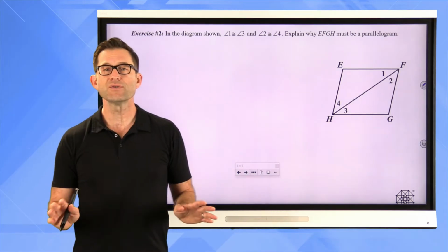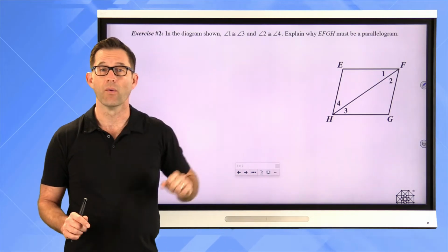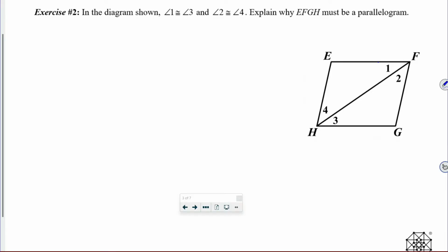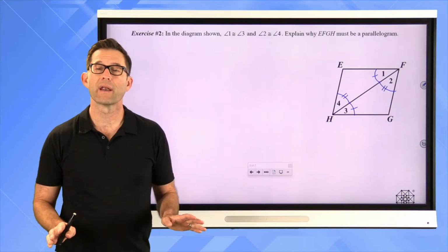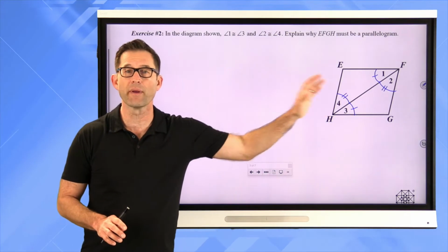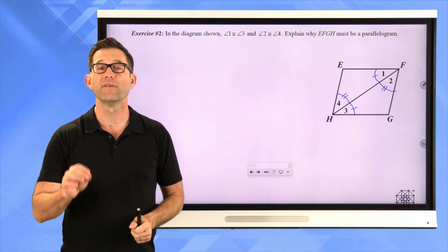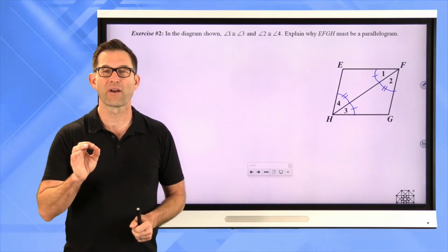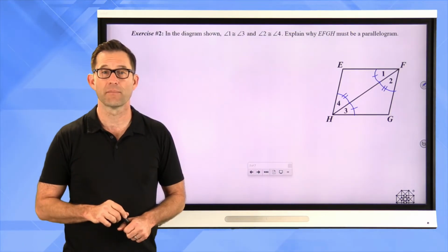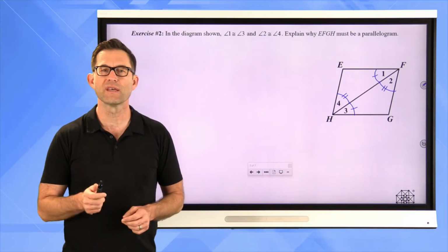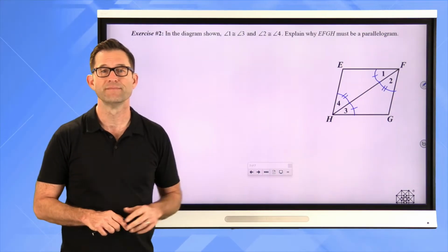Let's just mark up the givens that we know. I know that angle 1 is congruent to angle 3, and I know angle 4 is congruent to angle 2. Now, what I'd like you to do for a moment is pause the video and think about how this information allows us to conclude that the quadrilateral EFGH is in fact a parallelogram. Pause the video now and just think about this, then we'll talk about it.